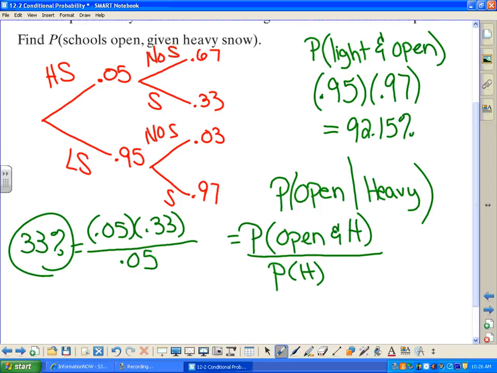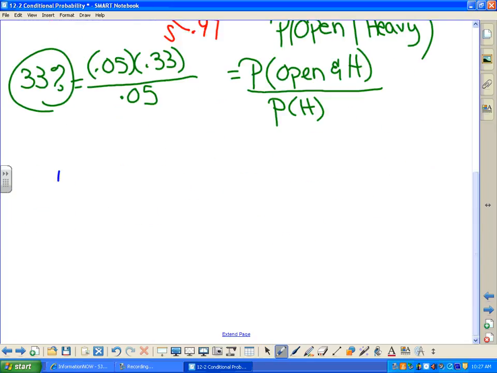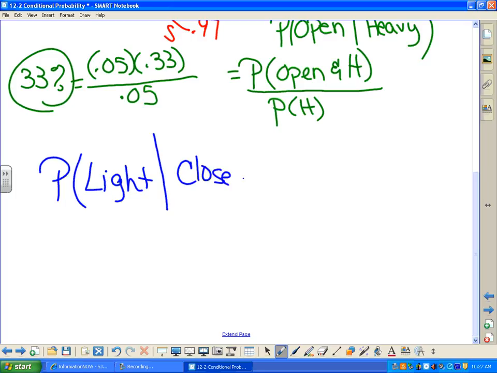that will show that. In fact, let's see, maybe we can just do one with this tree diagram. Let's find the probability that the snow was light given that schools were closed. Okay, let's find out the probability that the snow is light given that the schools were closed.